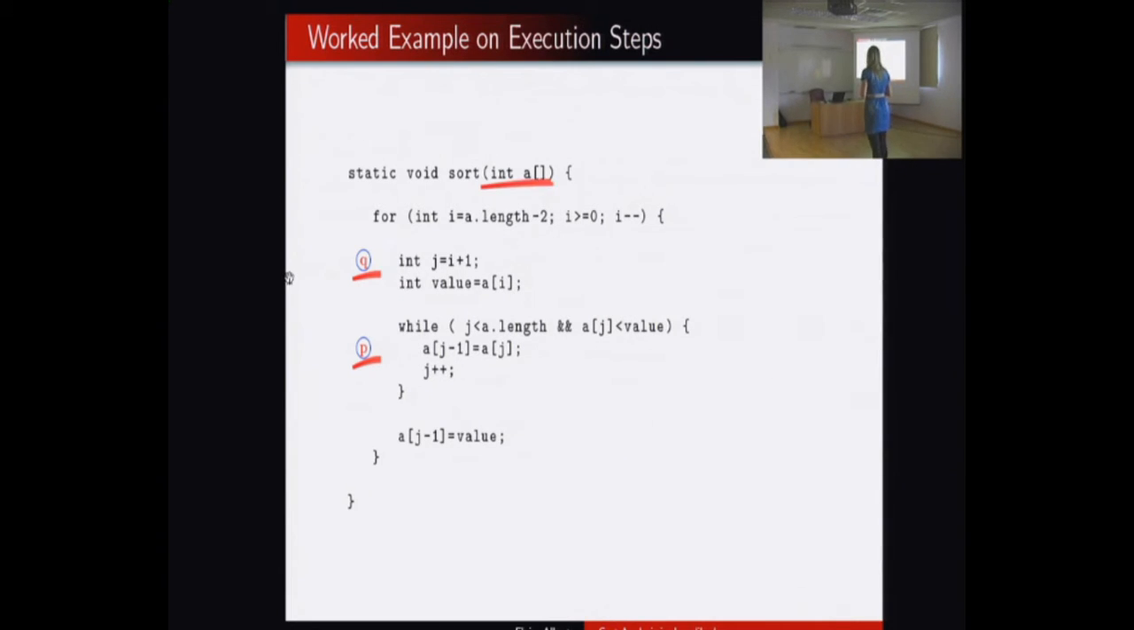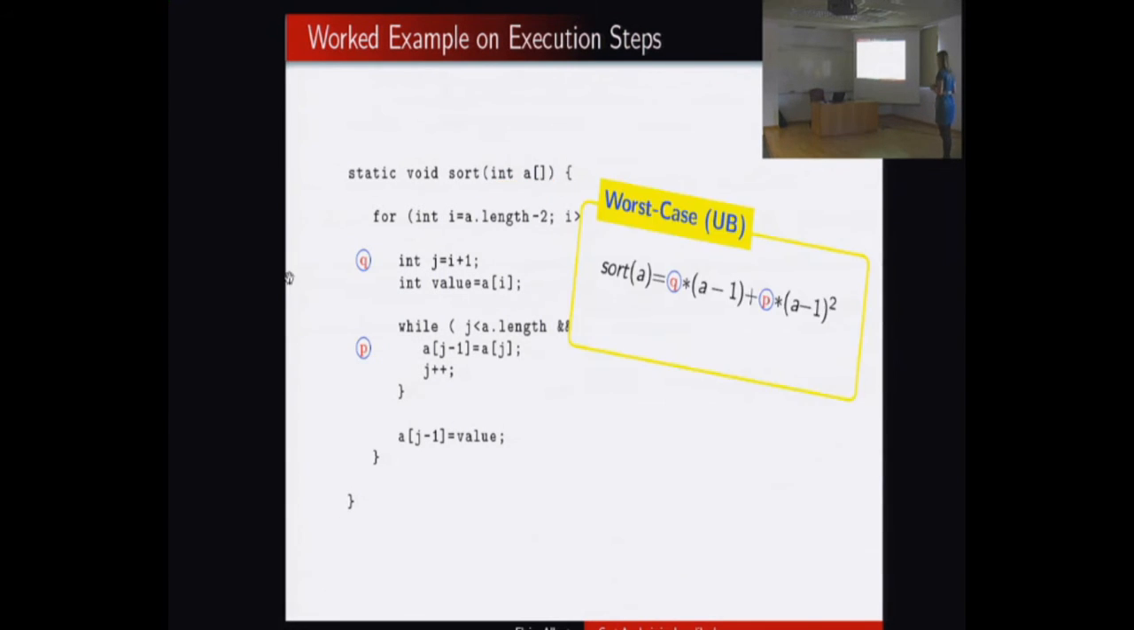So A, remember, is the array, which is the one that I want to order. What is the complexity, or what is the resource consumption of this loop? What do we expect to get? This is what Costa is going to give us. What does it mean? The cost of sorting an array of length A. So here, in the cost analysis, when we talk about A, we mean the length of the array A.